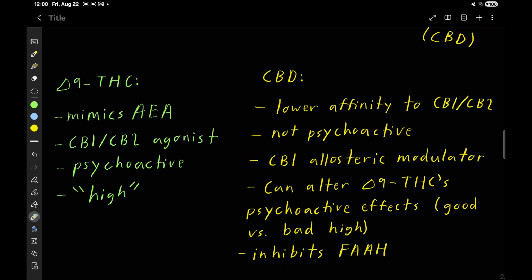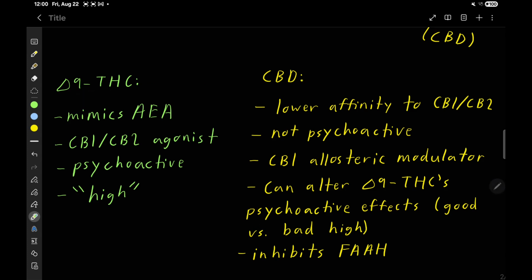The second main phytocannabinoid, CBD or cannabidiol, has a lower affinity to CB1 and CB2 receptors, and on its own it's actually not psychoactive. So it doesn't really act as an agonist, but rather it acts as an allosteric modulator of your CB1 receptor. So on its own, CBD doesn't really do much, but when using CBD in combination with delta-9 THC, it can alter the effects that delta-9 THC has.